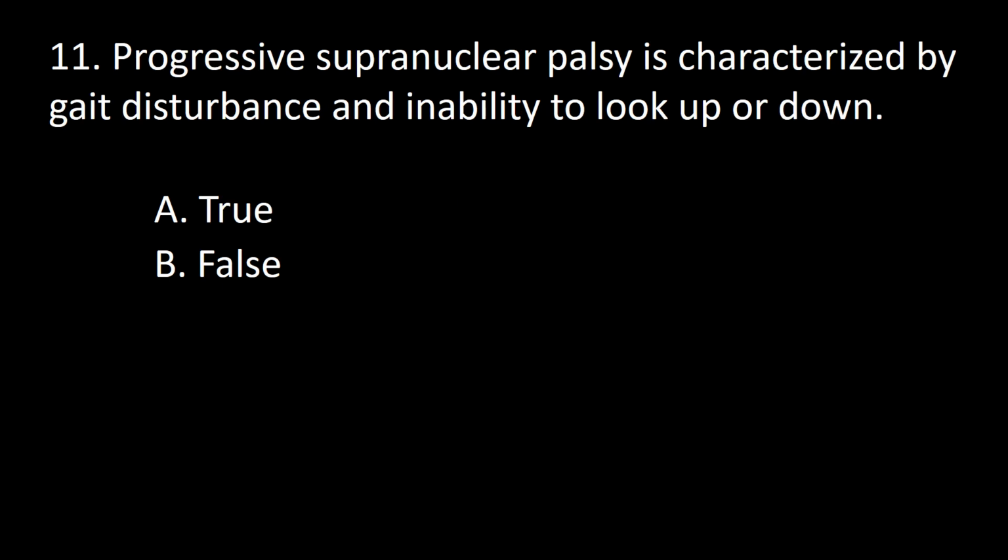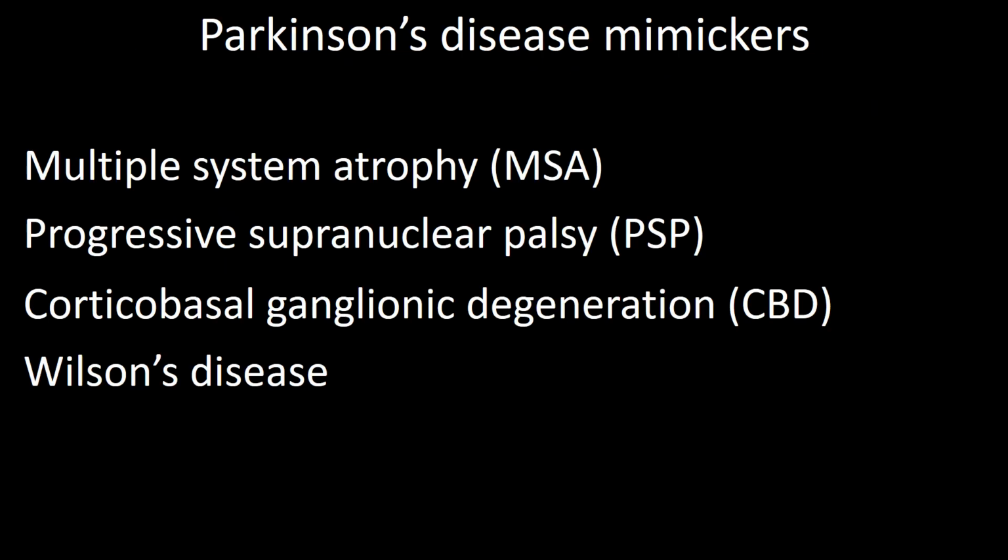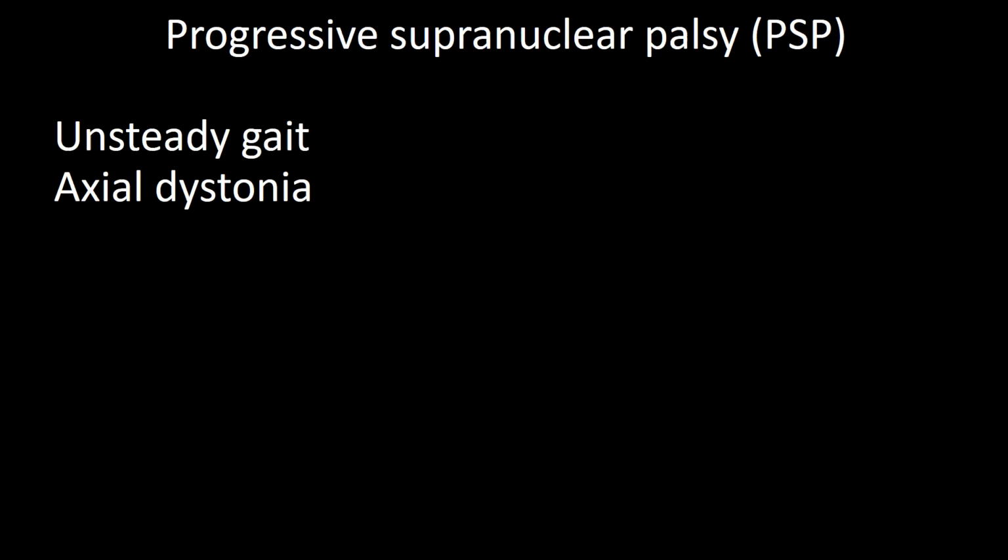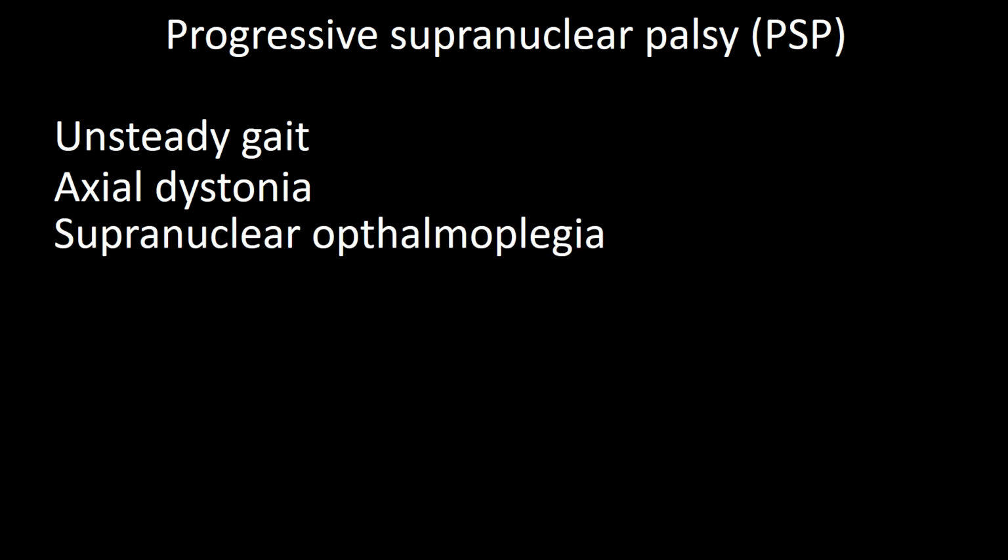Next question. Progressive supranuclear palsy is characterized by gait disturbance and inability to look up or down. A, true. B, false. Another condition that may mimic Parkinson's disease is progressive supranuclear palsy. The initial symptoms are usually unsteady gait and axial dystonia. Then comes supranuclear ophthalmoplegia.